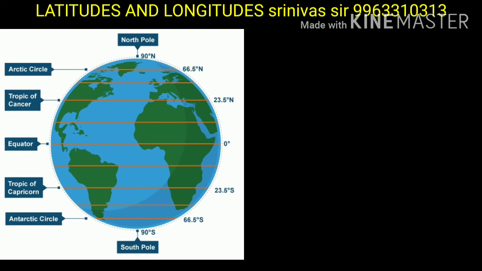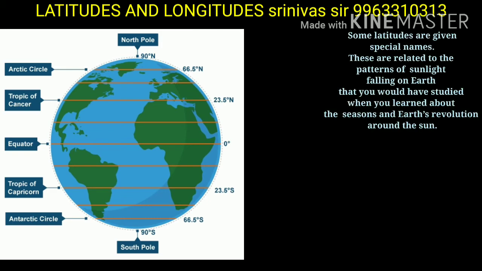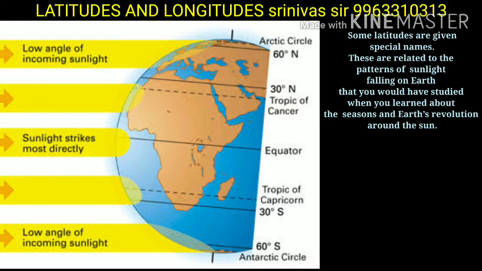The Earth is divided into different climatic zones according to the latitudes. Some latitudes are given special names. These are related to the patterns of sunlight falling on Earth that you would have studied when you learned about the seasons and Earth's revolution around the Sun.